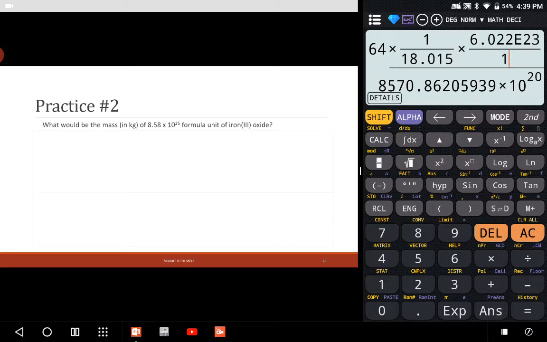Gotta clean that up. All right, here's a practice problem for you. Go ahead and pause the video to try to work it out. It says, what would be the mass in kilograms of 8.58 times 10 to the 25th power formula units of iron 3 oxide? Pause the video to work that out and unpause the video when you are ready to continue.